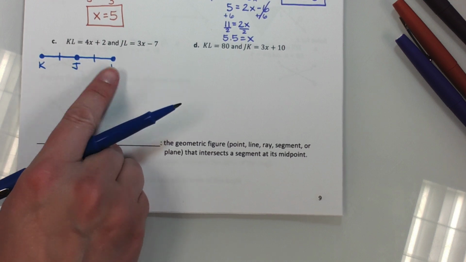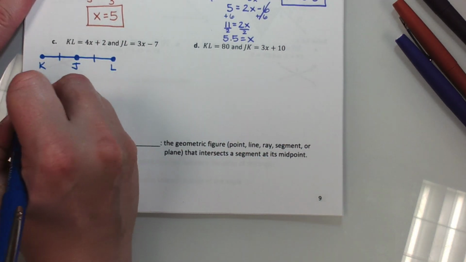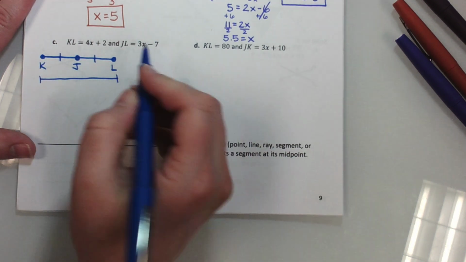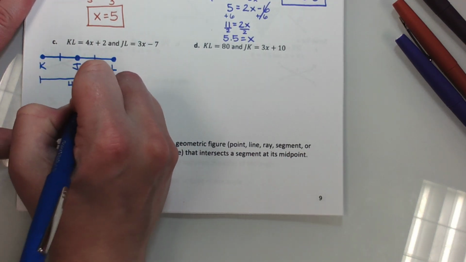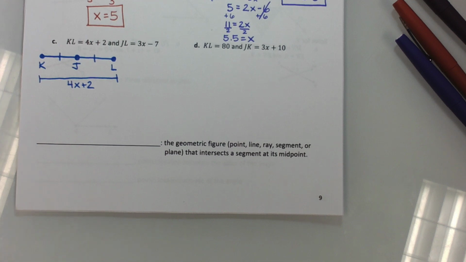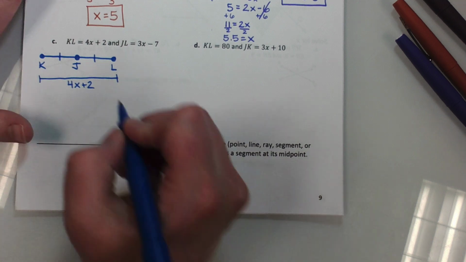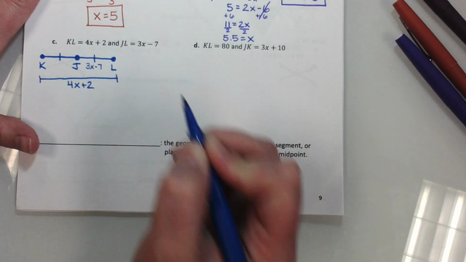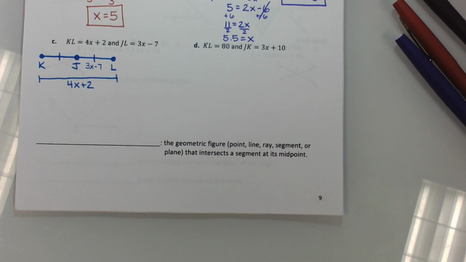KL is not the right side or the left side. It's the full thing across. All the way across is the 4x plus 2. The other one it gives me is JL. Is that the left or the right? It's the right side. But it also goes for the left side too. In a situation like this, where we're given a part and the whole, we generally are missing something with that other part. If we know both parts and the whole, we do part plus part equals the whole thing. We're missing something over here.